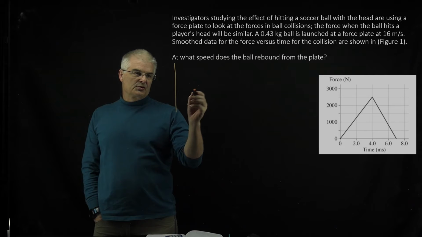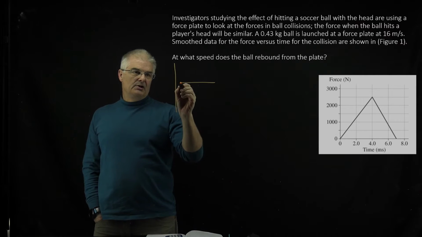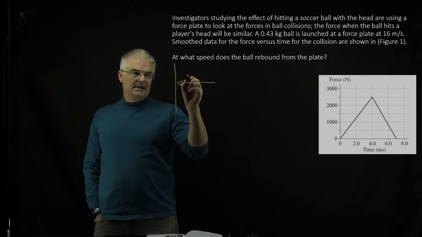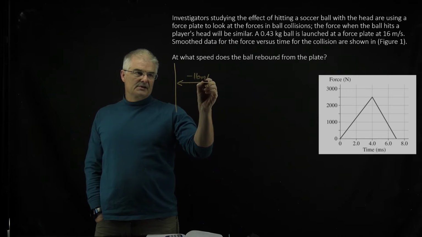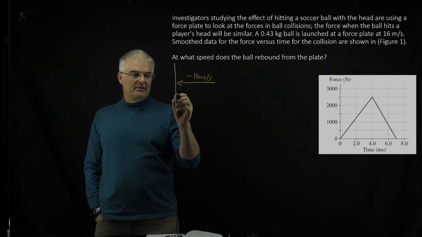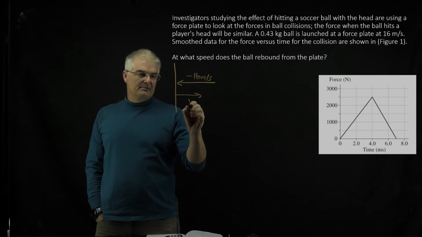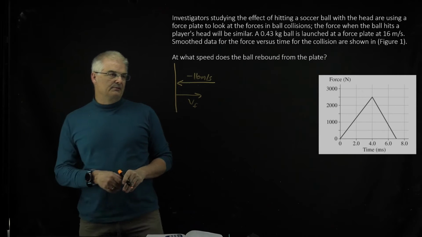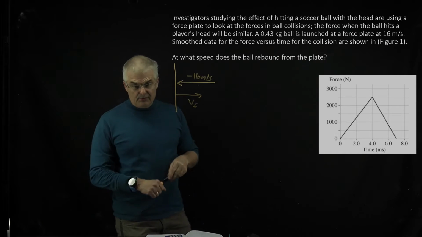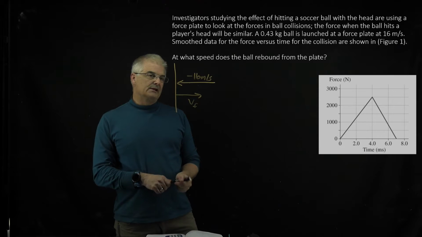So this is the force plate. You hit the ball at negative 16 meters per second. So the sign's going to matter, and it's going to rebound at some V final. We don't know what the V final is, and that's what we're trying to find. What's the final velocity of that?